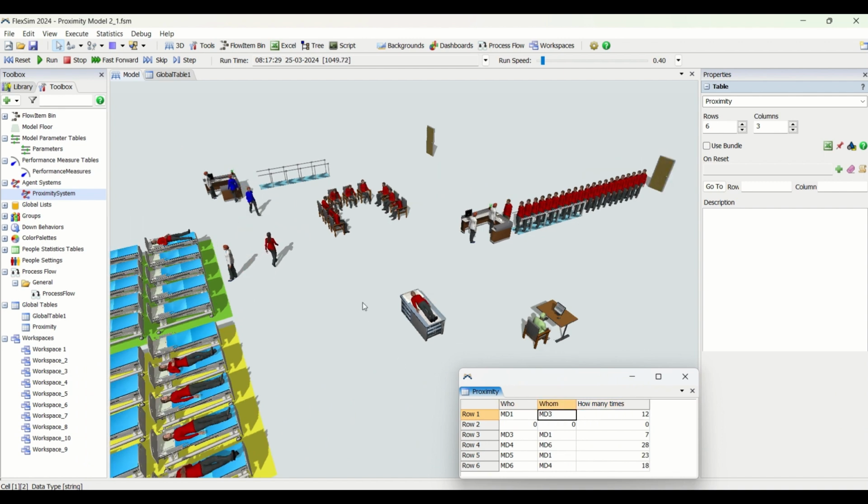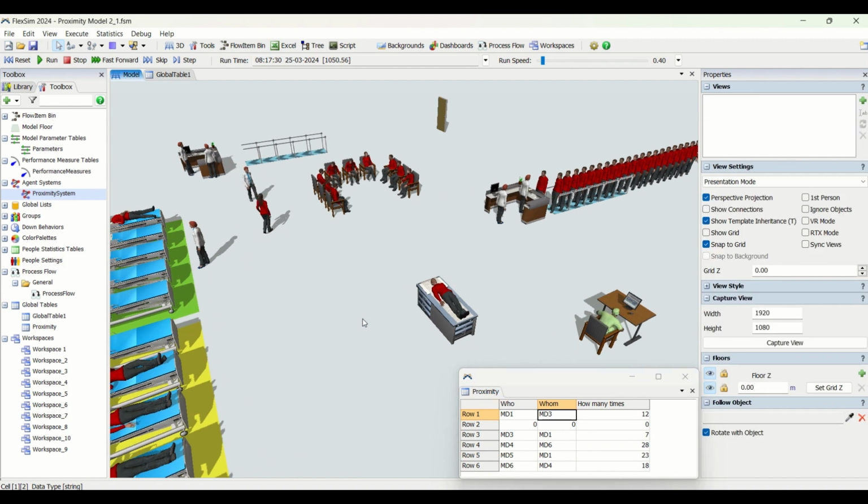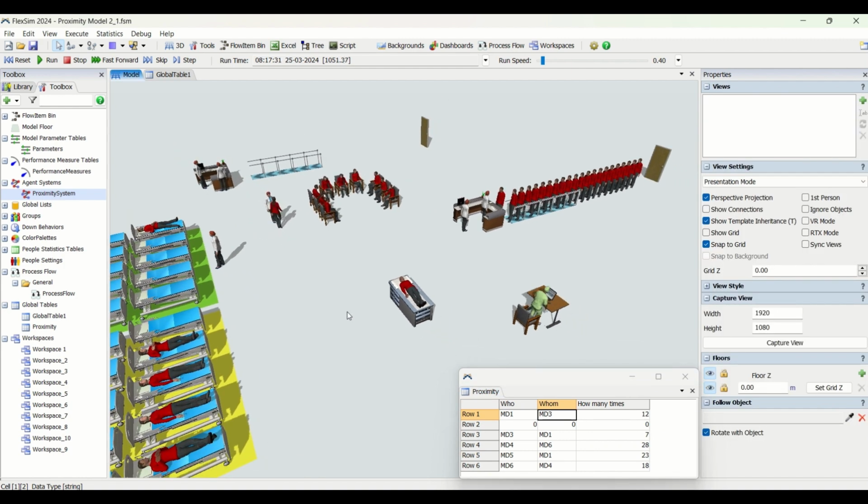Okay, so this is the great significance of the proximity we are going to get into the play.